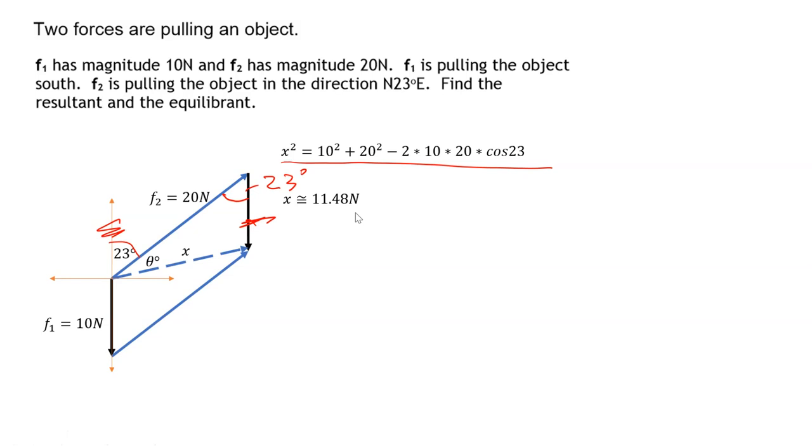Can I ask you to try that on your calculator right now, please, on your own? Get some practice with this. 10 squared plus 20 squared minus 2 times 10 times 20 times the cosine of 23. That's x squared. And then, of course, you also have to square root that to find the length of that side. So can you do that for me now, please, and just confirm that you're getting the same thing that I got, 11.48? I have my virtual calculator and can show you how to do that, but let's see if you can do that on your own.